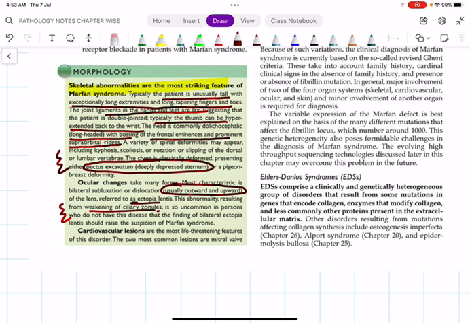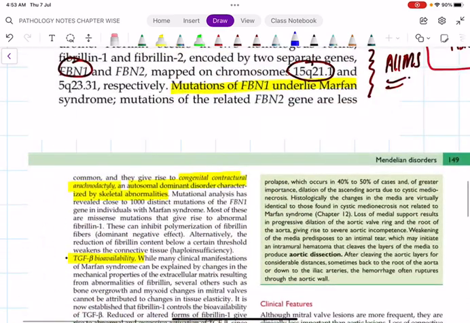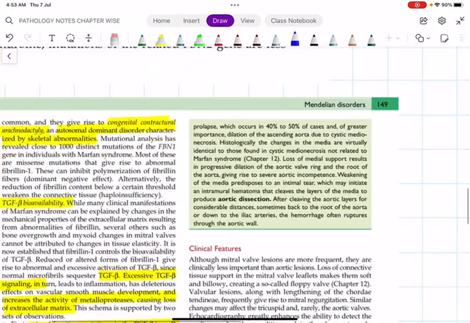Then the most life-threatening feature is cardiovascular. And here comes the question: what are the most common lesions? Number one is mitral valve prolapse. And number two is dilation of the ascending aorta due to cystic medionecrosis.